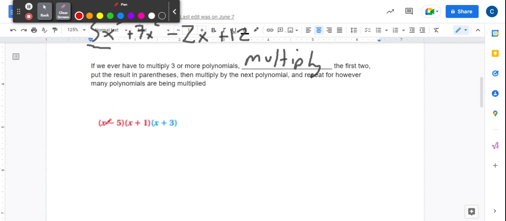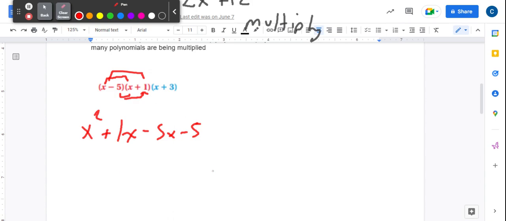So looking at the x minus 5 times x plus 1. Okay, distribute the x through the x and a 1, and then negative 5 through the x and a 1. So we do that, and we get x squared plus 1x, and we have negative 5x minus 5. Okay, and we can simplify that down to x squared minus 4x minus 5, and we're going to put that in parentheses right there.